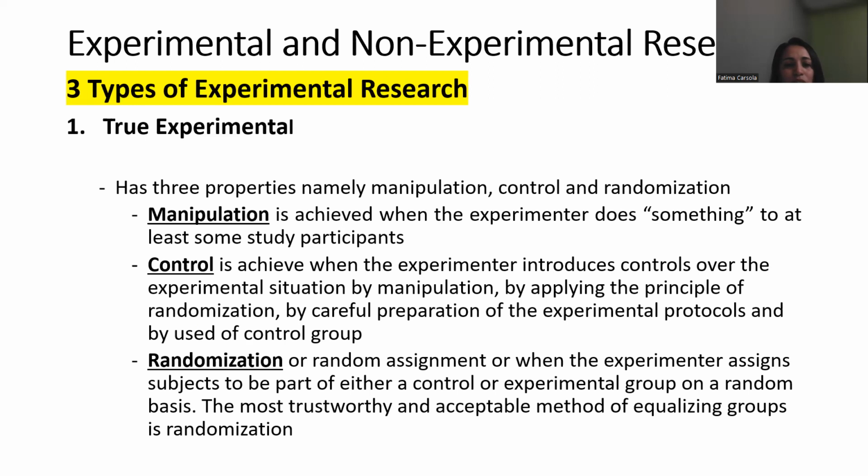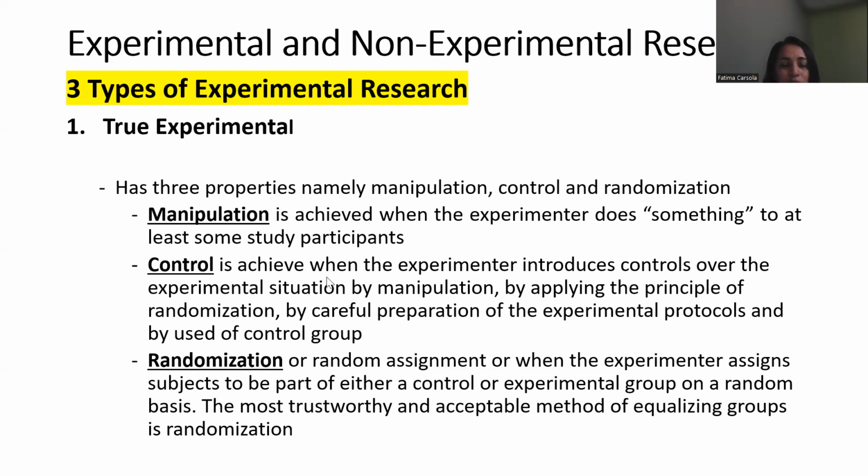When you say control, it is achieved when the experimenter introduces controls over the experimental situation by manipulation or by applying the principle of randomization, or again the careful preparation of the experimental protocols and the use of a control group. So you will repeatedly hear the words control group. That will be discussed later in your experimental. For randomization, you will not be selecting a participant or assigning a group as you know; you have to be randomizing. When you say randomizing, you are equalizing groups via randomization. So you will have to take note of the three words here.